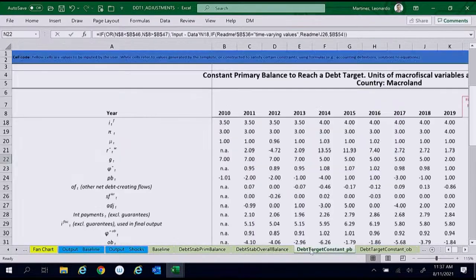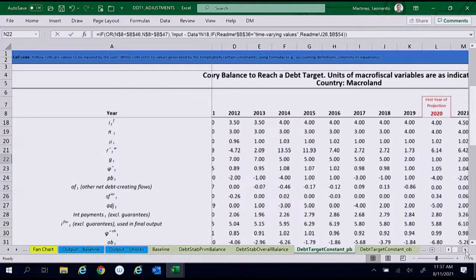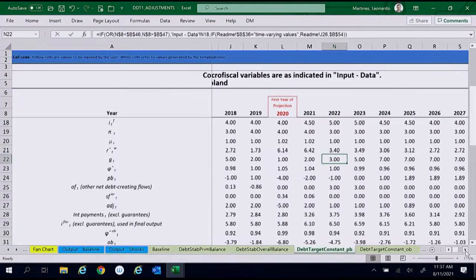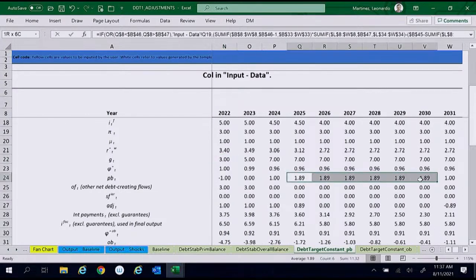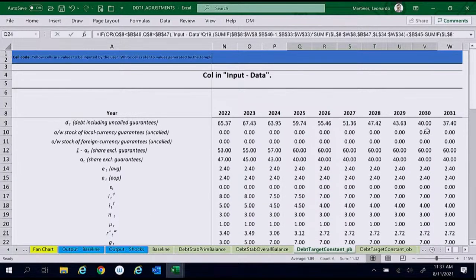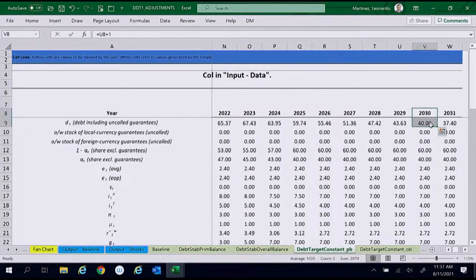Let's now look at the worksheet Debt Target Constant Primary Balance. First, we can confirm that this is achieved with a primary balance of 1.89% between 2025 and 2030. We can also confirm that the debt target of 40% for 2030 is achieved under this adjustment scenario.